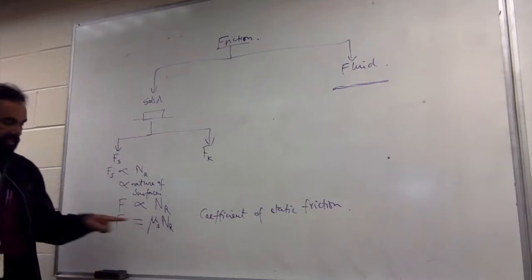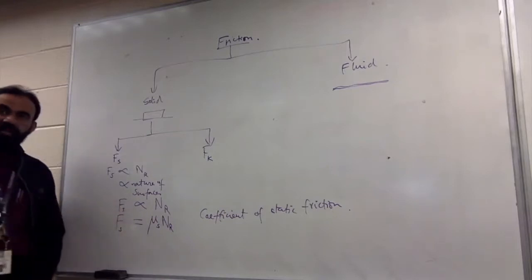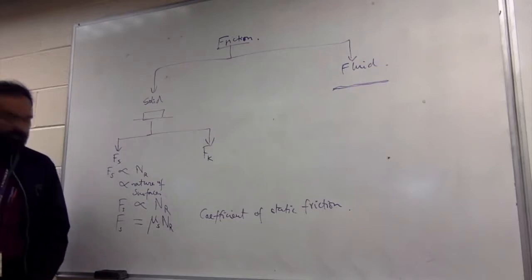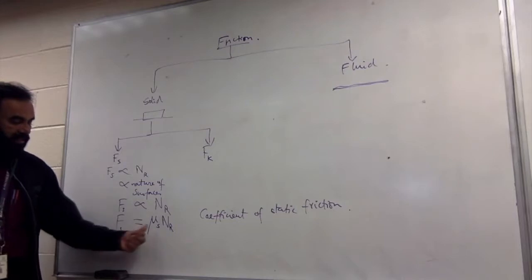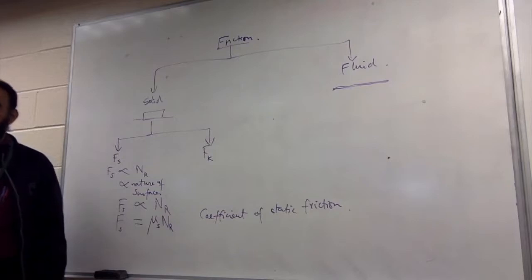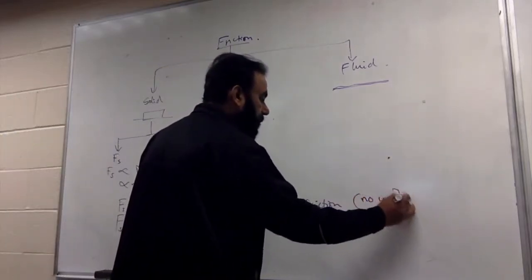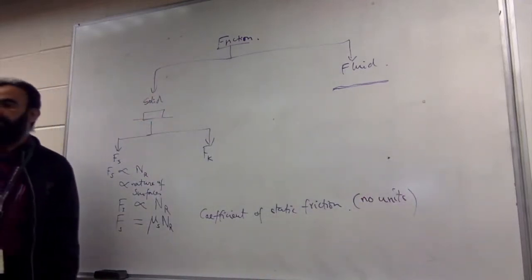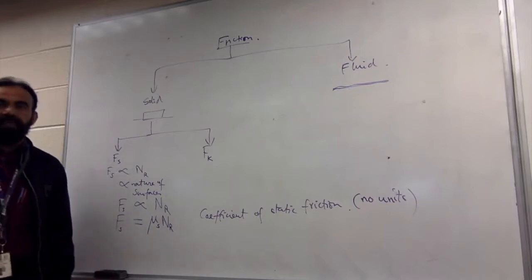Coefficient of static friction is this mu s. And what is this? It is the static friction, the limiting value, the peak value, when things are about to slip. That is equal to mu s times NR. Mu s is the coefficient of static friction. It has no units. It's purely a number, mostly a decimal value, a fraction.